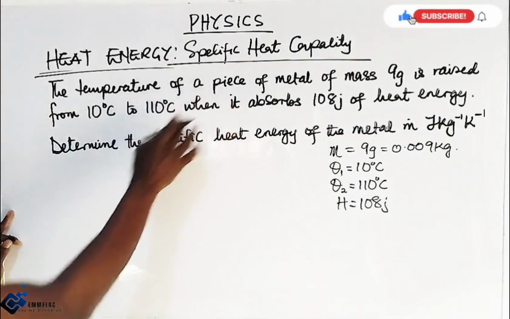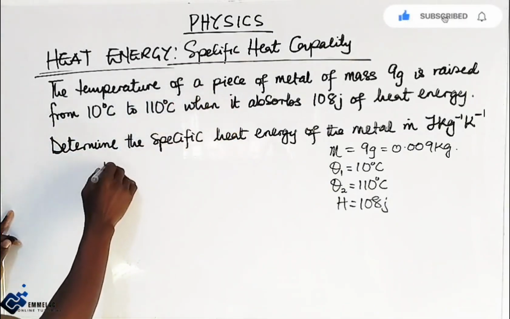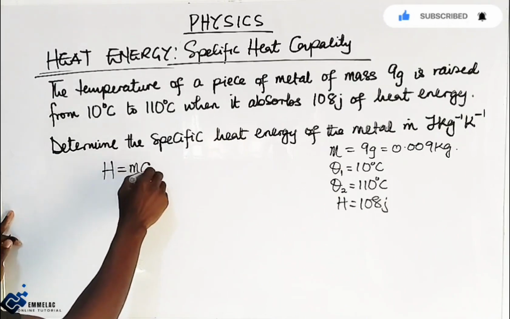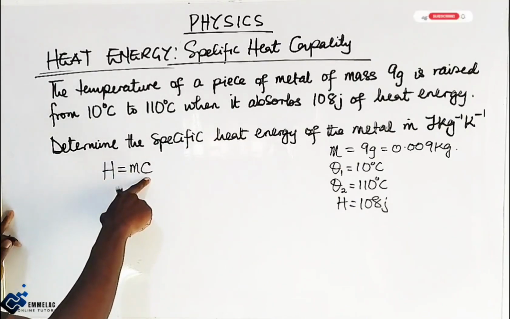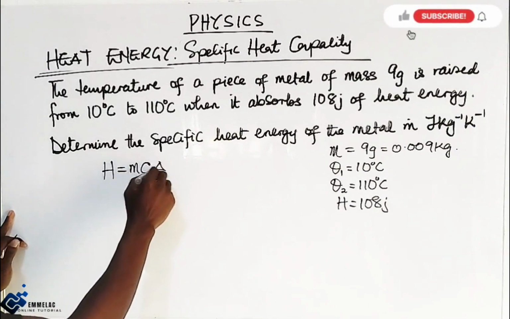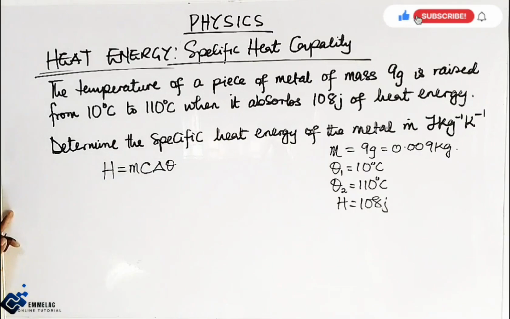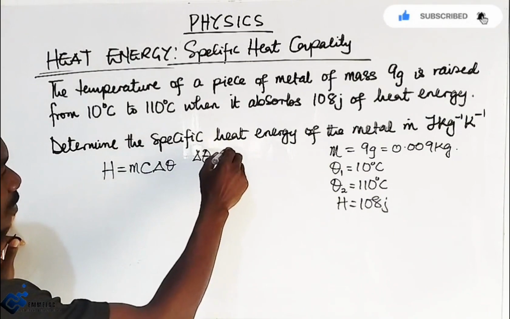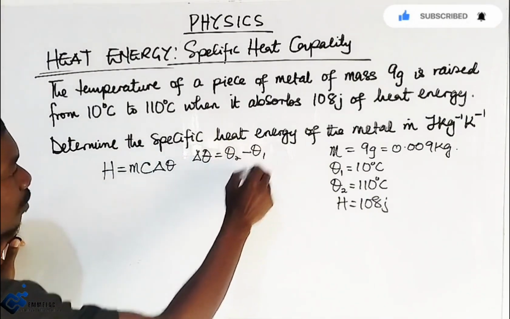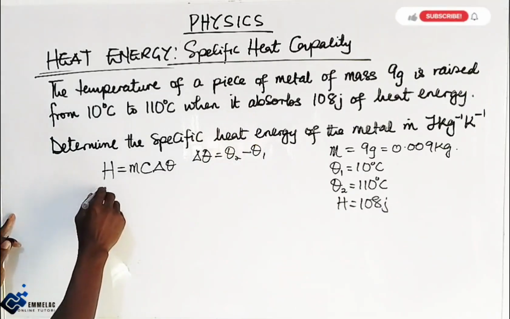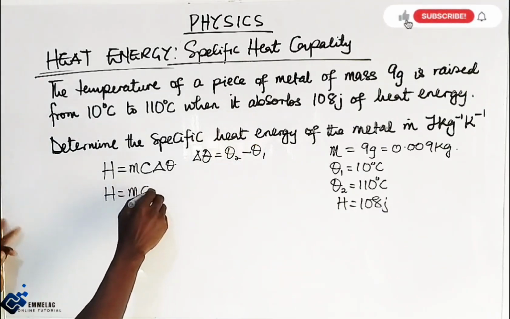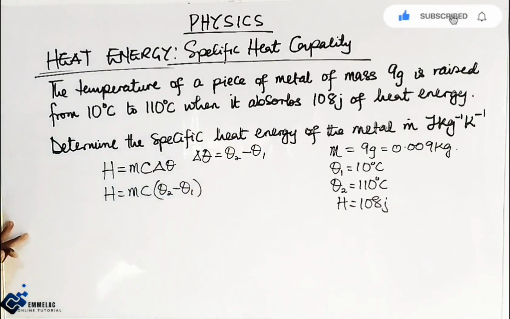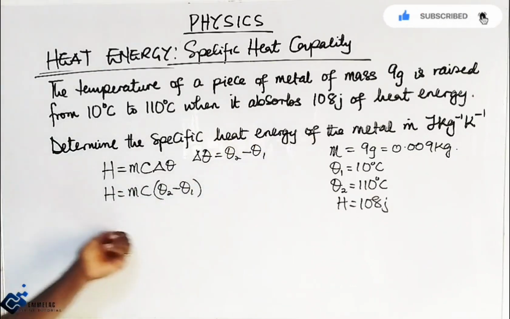All right. Now, since we've written out the parameters, this has helped us to recall that in terms of specific heat capacity, we have that H equals M, which is the mass of the substance, C, the specific heat capacity of the substance, and the change in temperature, where our change in temperature signifies theta 2 minus theta 1. So we write the equation: H equals MC, then in parentheses theta 2 minus theta 1.